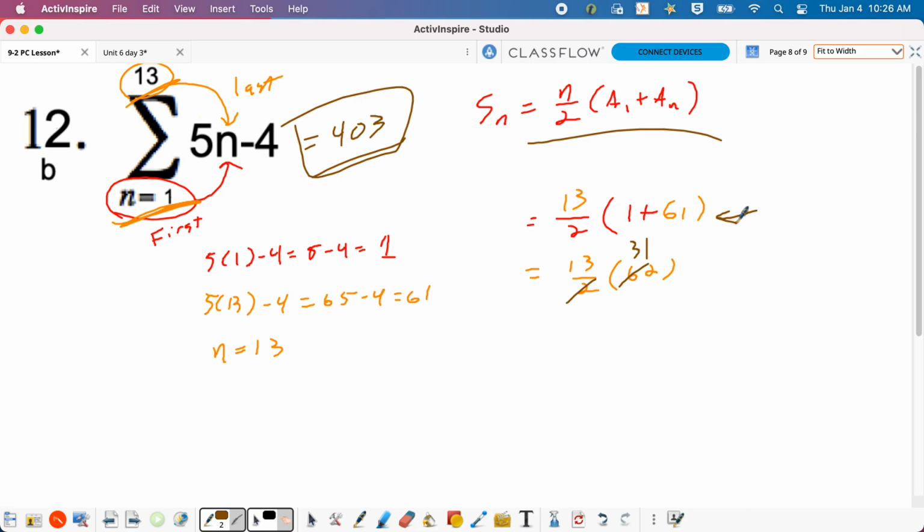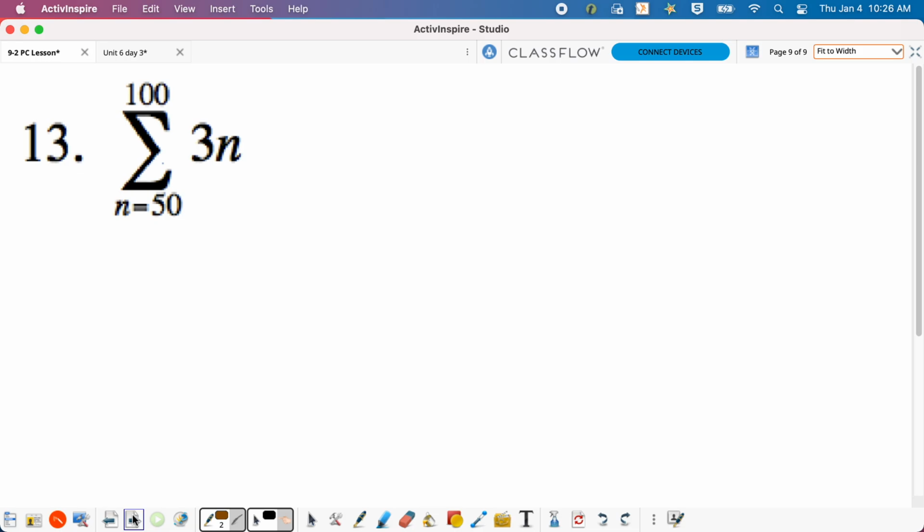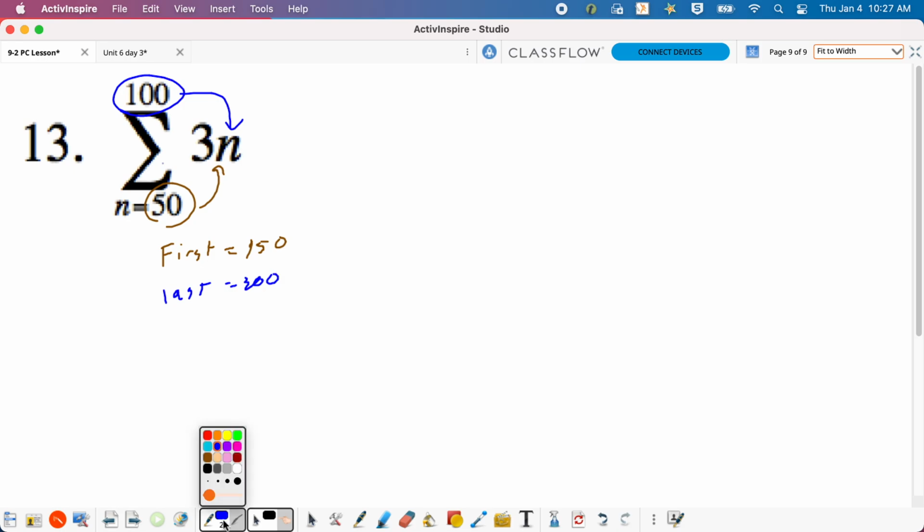All right, last one. The sum from n equals 50 to 100 of 3n. Okay. So, first term. I'm going to plug 50 in. My first term's 150. My last term, I'm going to put 100 in, and that's 300. My number of terms, this one's going to be different, and all of them are going to be this way.